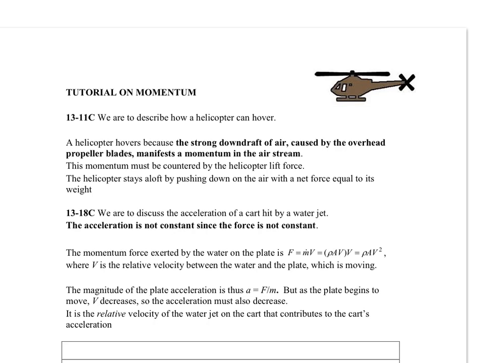As a result, there is a force on the air acting equal and opposite to counter this momentum. So this reaction force, according to Newton's third law, is the force mentioned here. The helicopter stays aloft by pushing the air with a net force equal to its weight.